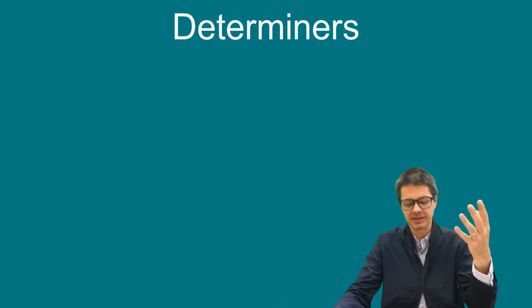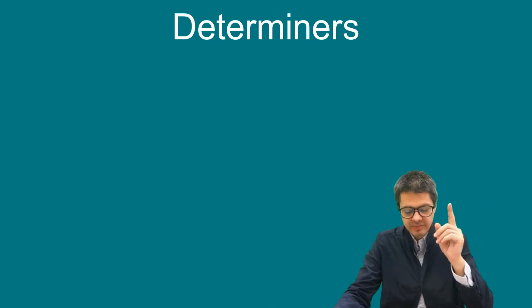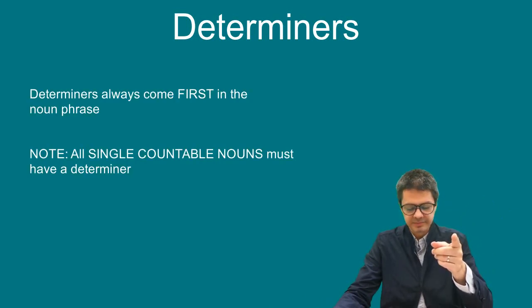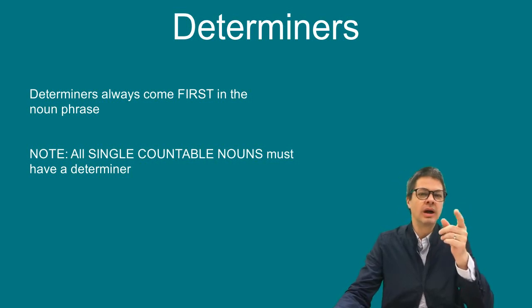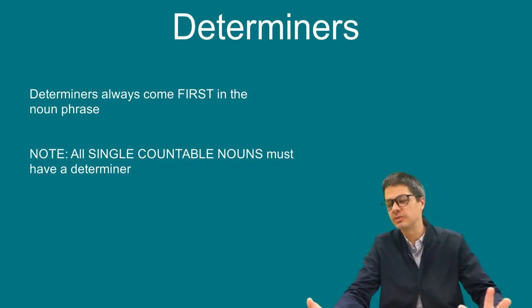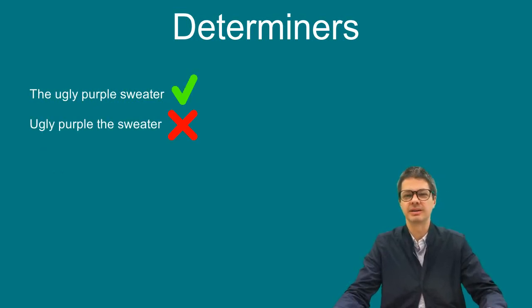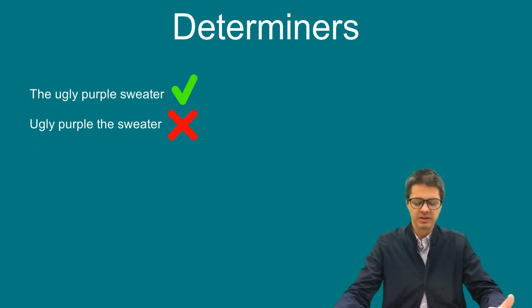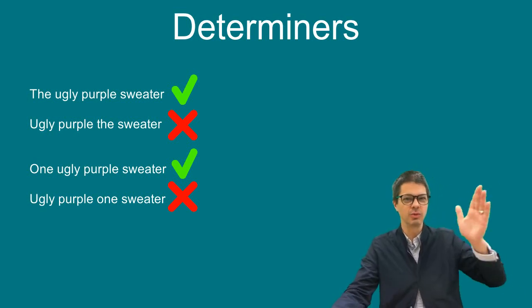Now, let's talk specifically about usage. Where do they go? Now, determiners always come first in noun phrases. So, the determiner always comes at the beginning of the noun phrase. If you have adjectives, they always come after, right? The ugly purple sweater. You cannot say ugly purple the sweater. It doesn't make any sense. Or let's use a quantifying determiner. 1 ugly purple sweater. You can't say ugly purple 1 sweater. No good. Determiners always come at the beginning.